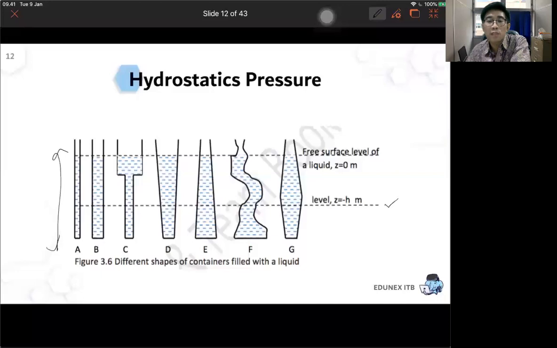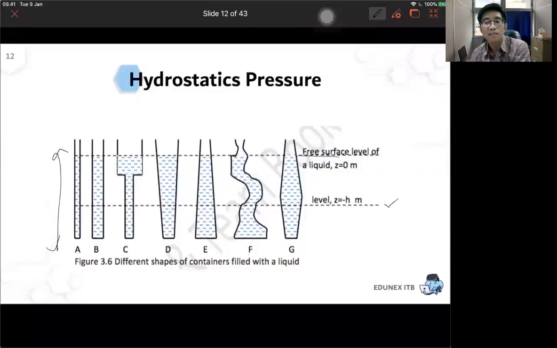Depends on the volume of the container. If the containers have different volumes, then if you want the water to have the same surface level, you need different volumes of water. Jadi kalau kontainernya volumenya beda-beda, yang satu lebih gendut, yang satunya lebih ramping, agar setiap kontainer punya ketinggian yang sama, maka volume airnya beda.